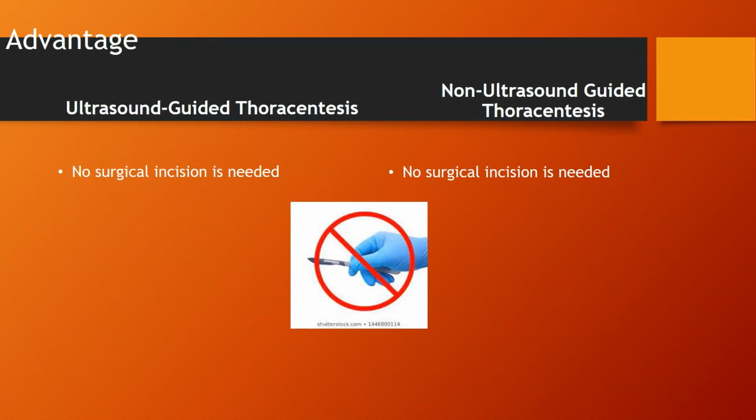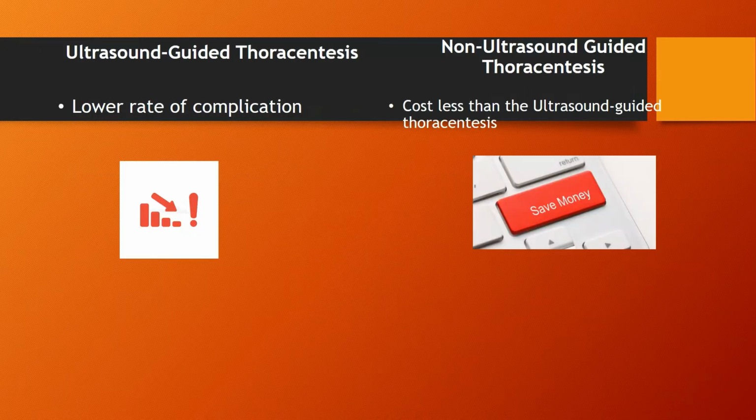The advantage of ultrasound and non-ultrasound guided thoracentesis is that no surgical incision is needed. Only a needle is needed for the aspiration of fluid. Due to the use of ultrasound, ultrasound-guided thoracentesis has a lower rate of complication. While non-ultrasound guided thoracentesis doesn't use any ultrasound, it costs less than ultrasound-guided thoracentesis.